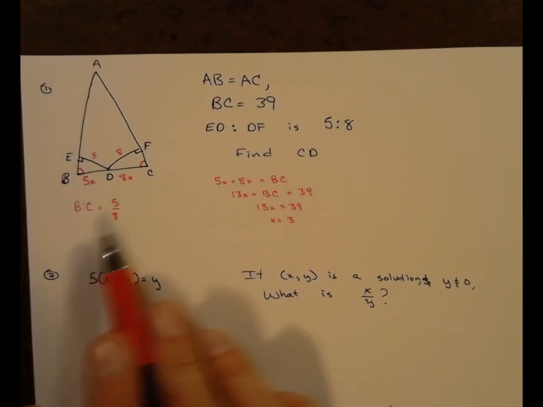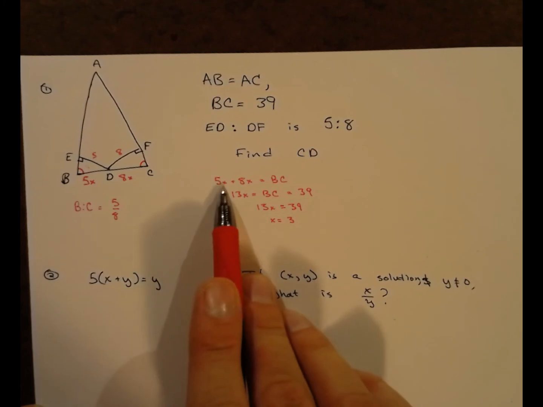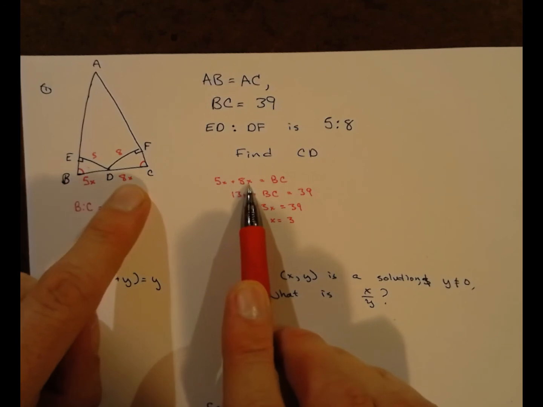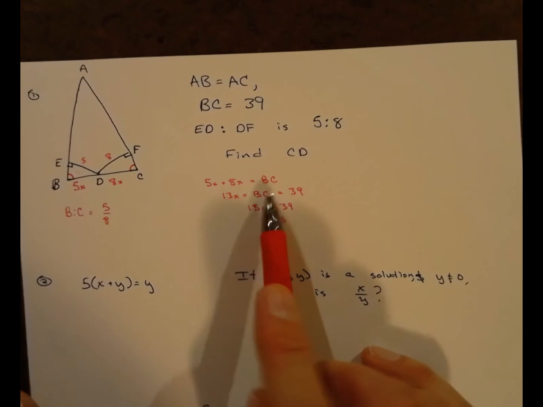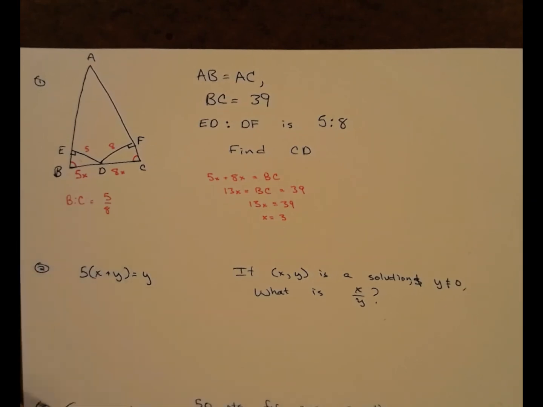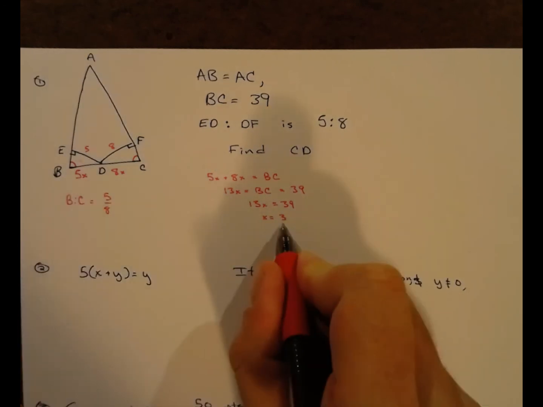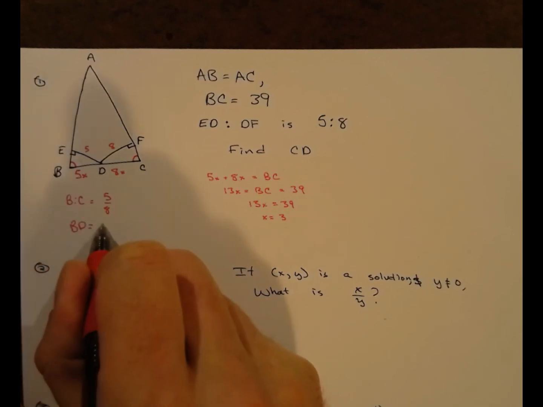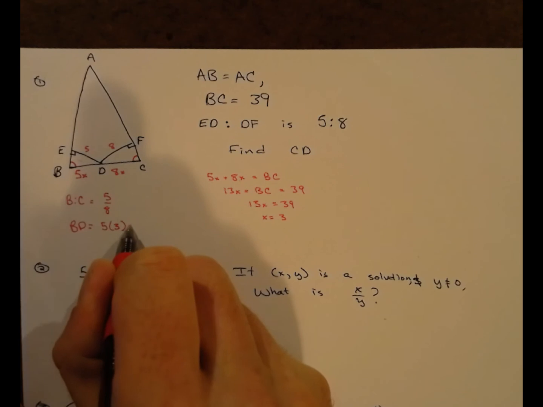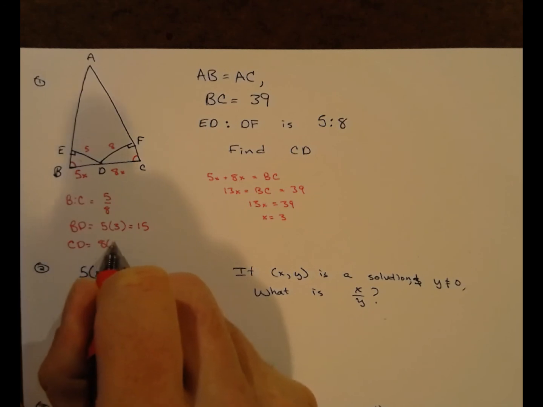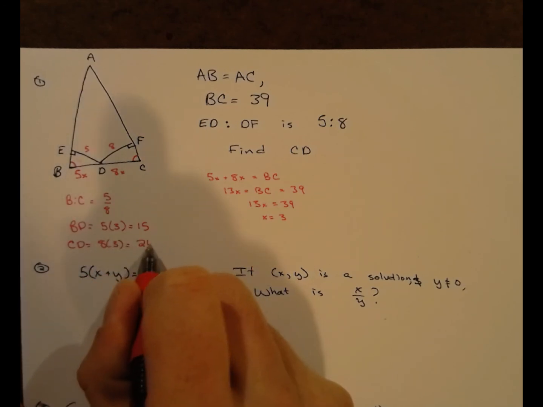We would set up the equation 5 times some x, some dimension we don't know, plus 8 times that same x must add together to be BC. So the 5x plus 8x must add to be BC. 13x equals 39. Divide by 13, x equals 3. Once we know that, we can substitute x equals 3 back in here and get BD must equal 5 times 3, or 15 units. CD equals 8 times 3, which is 24 units.